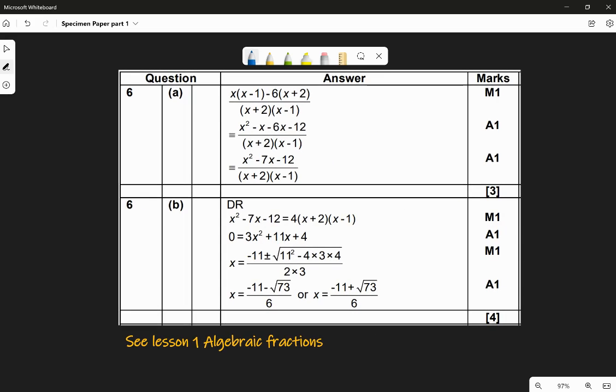If you want more practice on this, have a look at lesson 1 in my sequence of lessons on algebraic fractions.